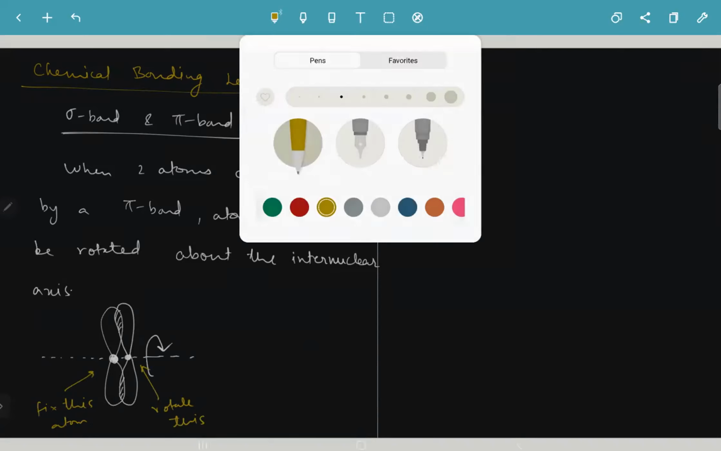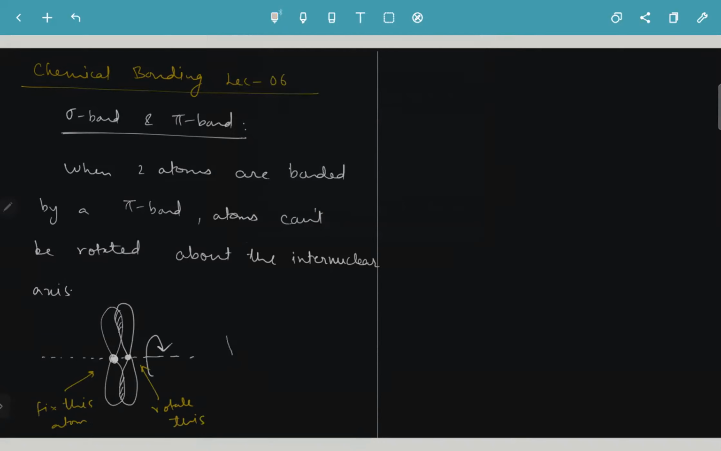On rotating, the orientation of p orbitals will also change. We are rotating along the internuclear axis. The left wala atom to as it is रह गया. It is the atom on the right that undergoes a rotation, and when it rotates, the orientation of the p orbitals also changes. Now they can no longer overlap. That means the bond will be broken.